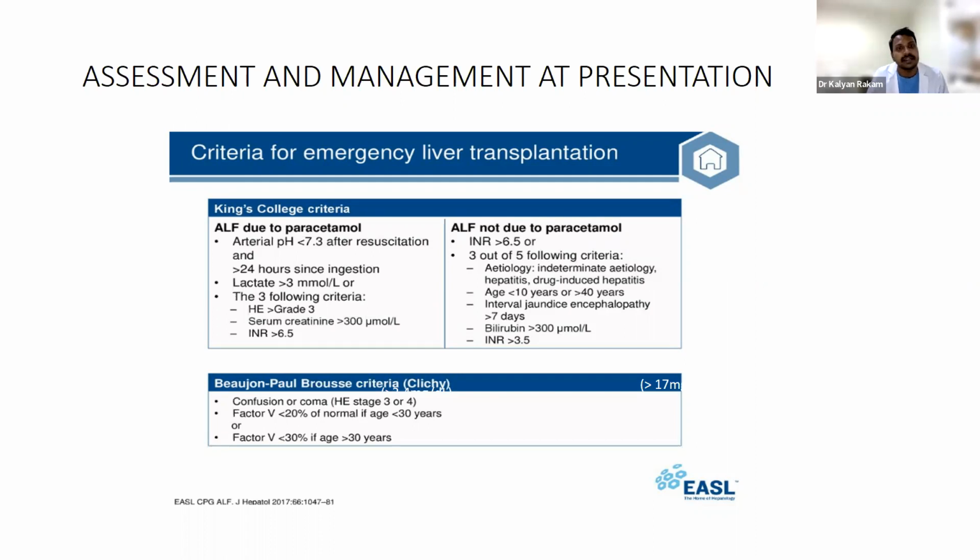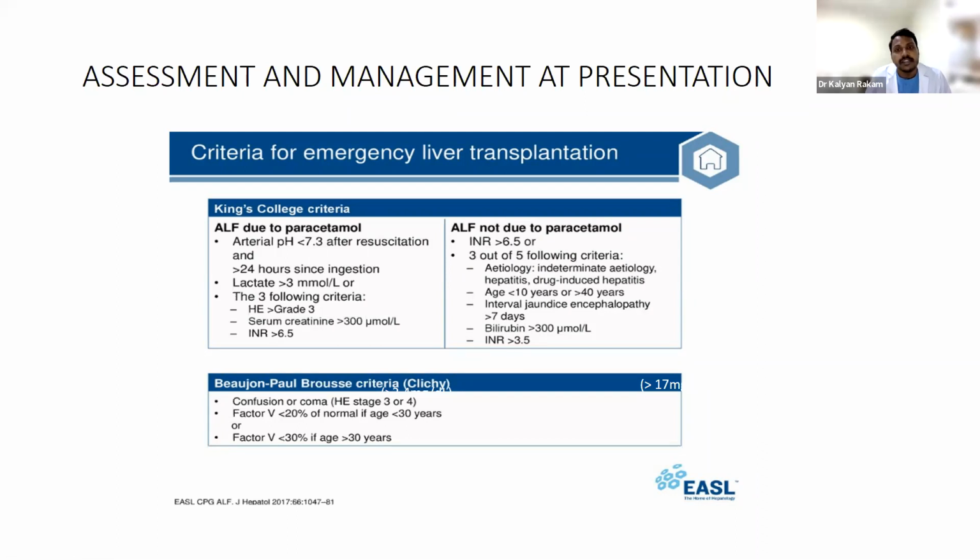The King's College criteria have been divided into 2 types. Liver failure because of paracetamol is on one side, and liver failure with causes other than paracetamol poisoning is on the other. In our case, it is ALF not due to paracetamol poisoning. Here it is hepatitis A related acute liver failure, so we stand on the right side of this table. What is the major criterion in ALF not due to paracetamol poisoning? It is INR greater than 6.5.